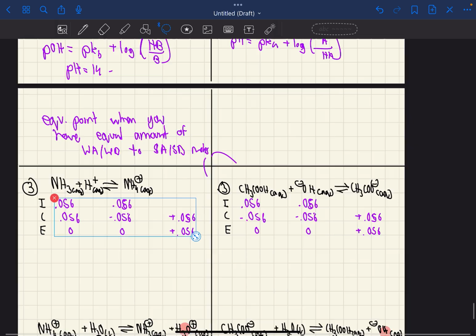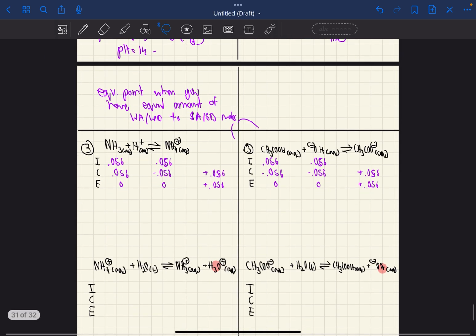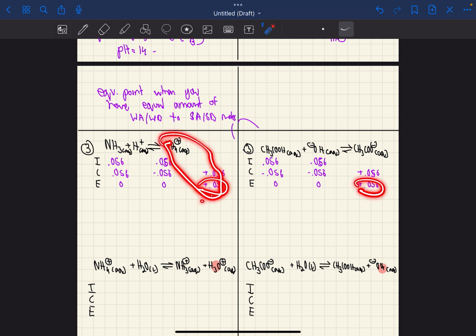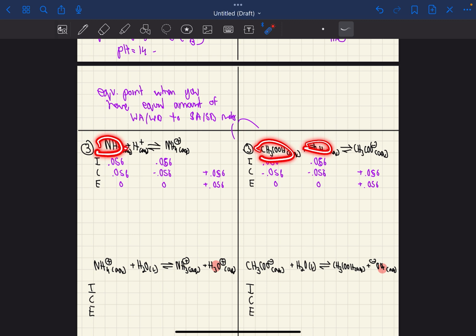Okay, now if you notice what's happening here, all you're left with is your product concentration, right? The only thing you have left is your product moles. That's all you have left. You consumed all of your OH minus, you consumed all of your base here, you consumed all of your acid here, right? Does that make sense? So if you consumed all and you're only left with the other product, what do you think is going to happen?